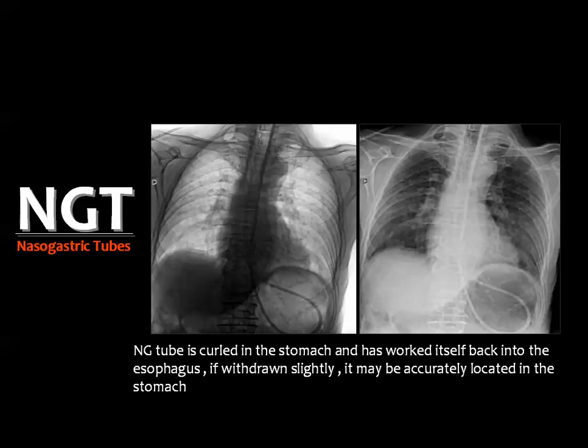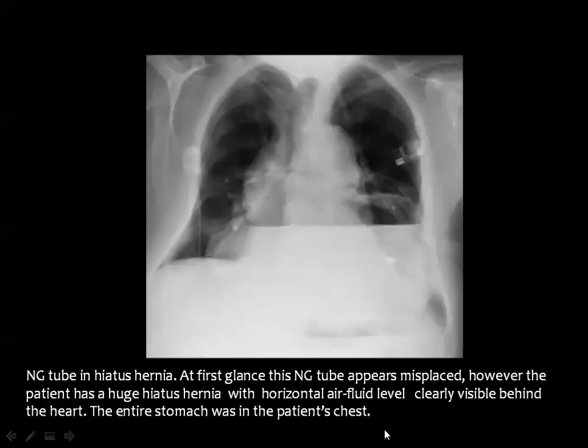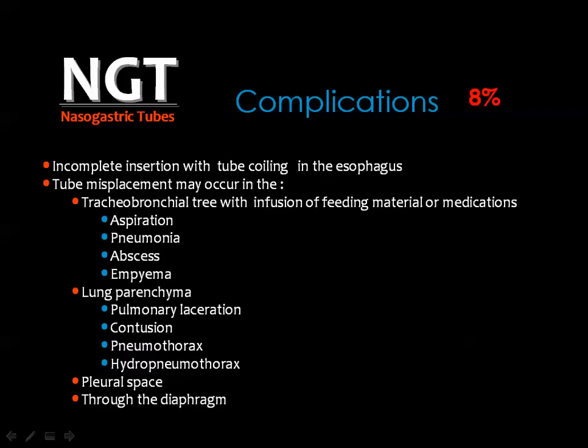Sometimes if you introduce too much of the tube, it will cause some loop in the stomach and go back into the esophagus. And this can be corrected by withdrawal of some of the tube length. Then you get the end in the stomach. And if the patient has a hiatus hernia, you can introduce a very good length of the tube, and the tube is curling or looping inside the hiatus hernia, actually not reaching the stomach.